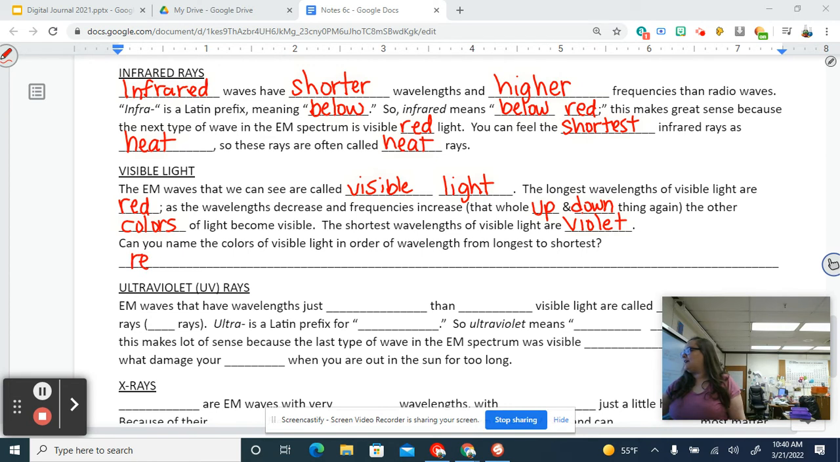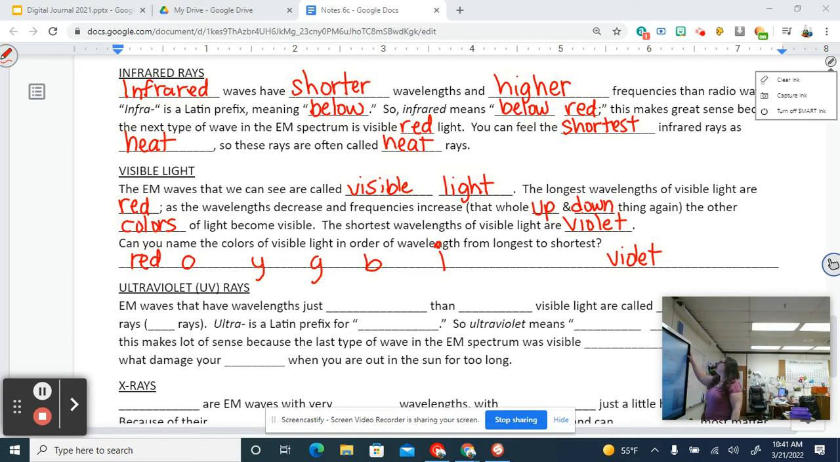If red has the longest and violet has the shortest, right, Roy G. Biv, exactly. Red, orange, yellow, green, blue, indigo, and violet. And I'm not going to write all of that out because you know how to spell your colors, or you can Google it if you can't. All right, again, I'm going to clear it. Pause it if you need to.